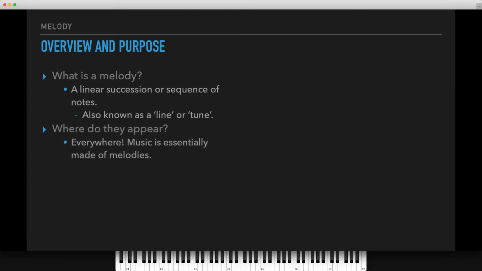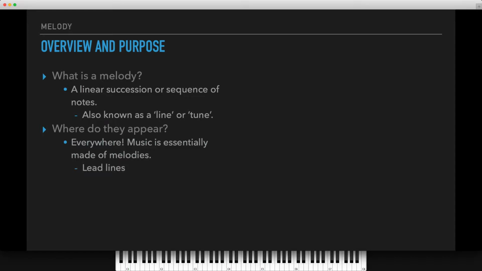So where do melodies appear? Everywhere. Music is essentially made of melodies, both in the sense that the melody is really the main component of a song, the most readily accessible element to a listener, and also that every part of music is essentially melodies, meaning even chords are just multiple melodies playing simultaneously in a certain sense. This will become very clear as we get into the harmony weeks and start dealing with chords in a very granular way, looking at each one of their notes independently instead of thinking of them as a unit. Everything in music is really just melodies.